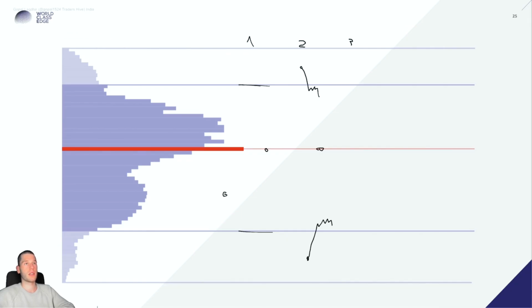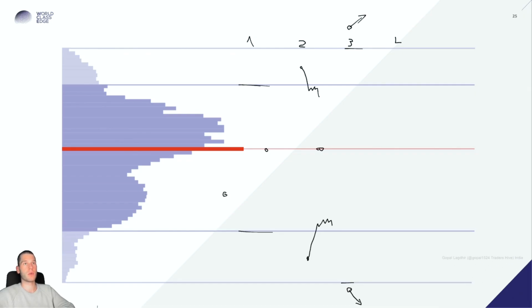Option 3 is we open outside the previous profile range. And then we just assume that price will continue in the direction of the gap, because between the absolute high or low of the previous day and our opening price there will be a gap, and our plan is that price just continues in this direction.